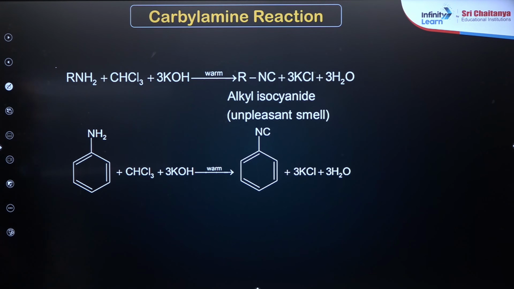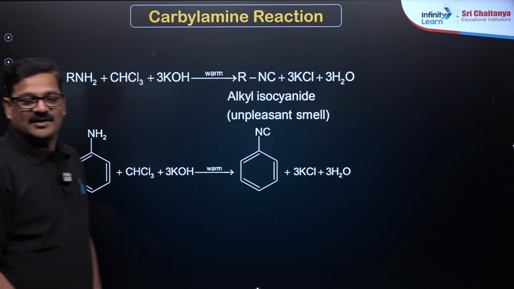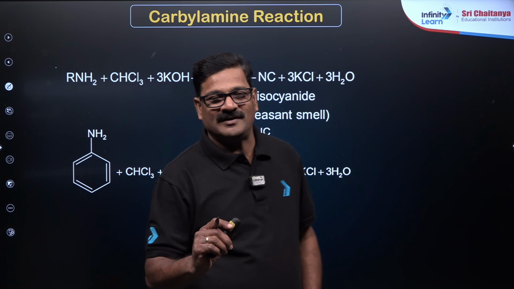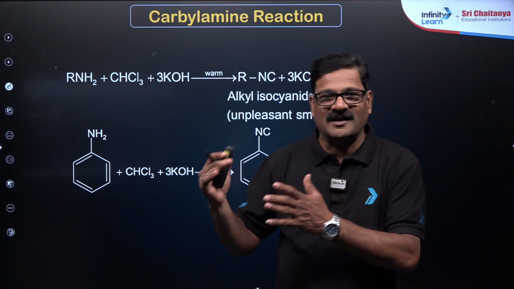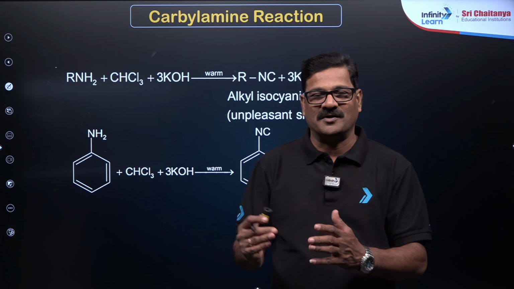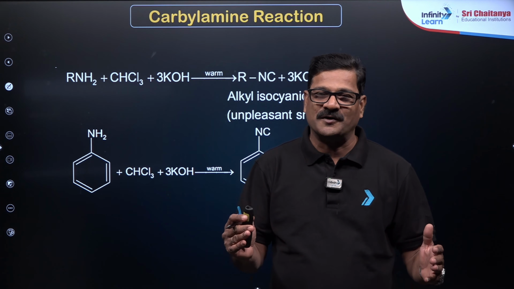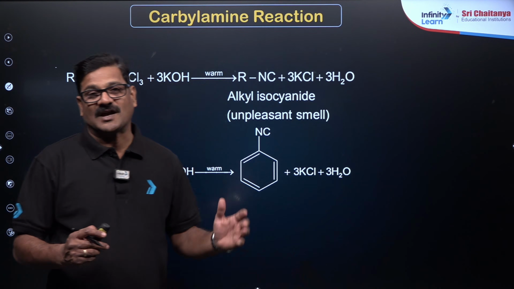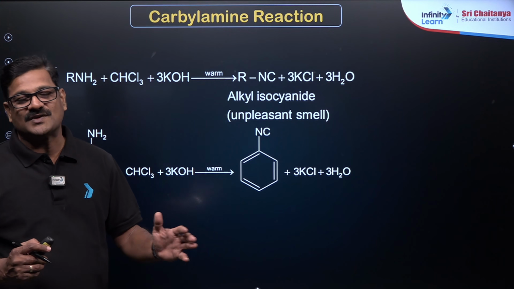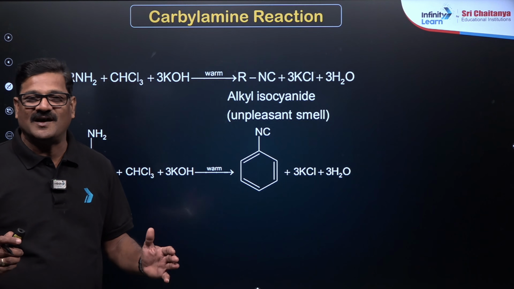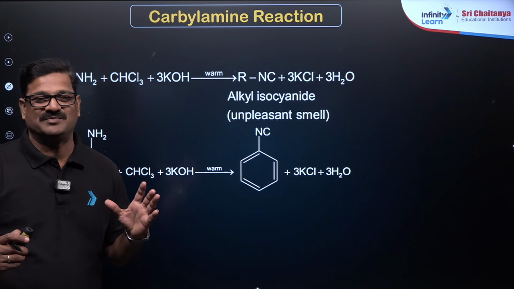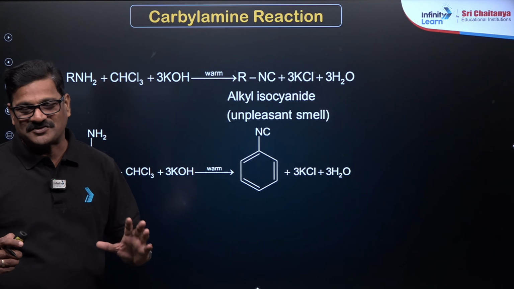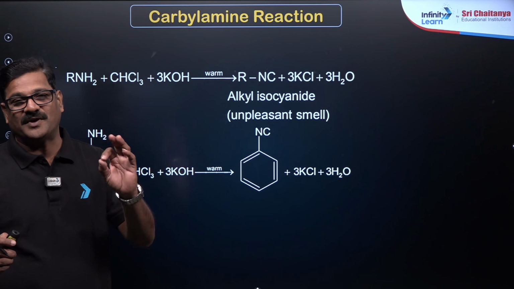Okay, talking about carbylamine reaction. Any primary amine, whether aliphatic amine or aromatic amine, when it is treated with KOH and chloroform, you are going to get isocyanates. Those isocyanates are also said to be carbylamines, and they have a very bad smell. And this carbylamine reaction is a test for primary amine.